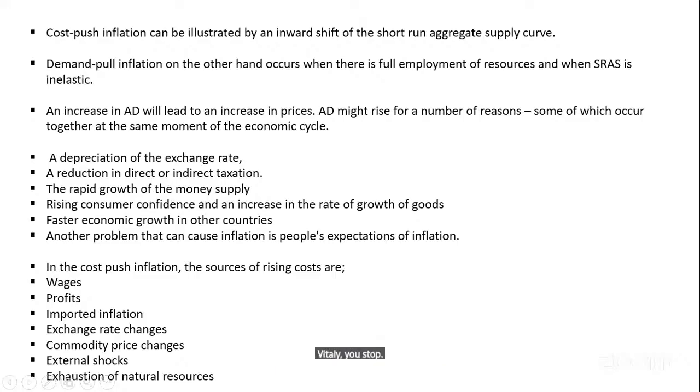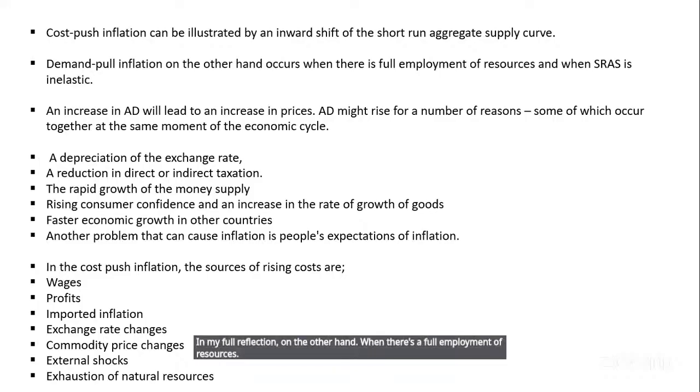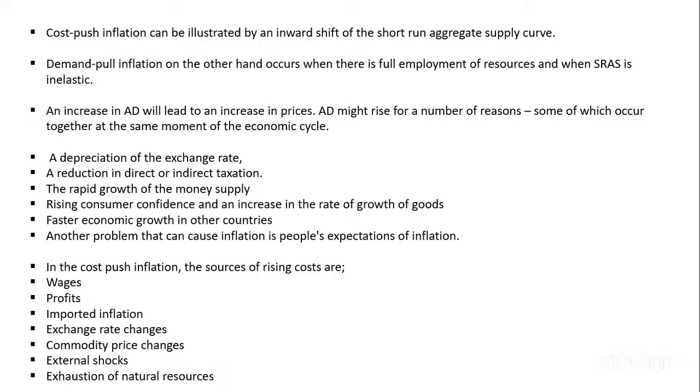Demand pull inflation, on the other hand, occurs when there's a full employment of resources, when the short-run aggregate supply is inelastic. An increase in aggregate demand will lead to an increase in price. Aggregate demand might rise for a number of reasons. What are these reasons? They can also occur together at the same moment of the economic cycle.